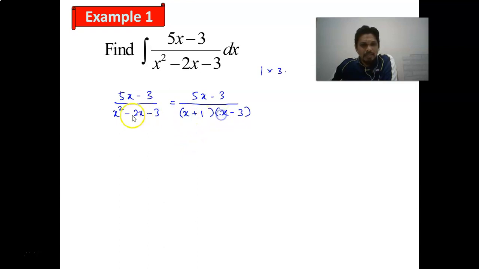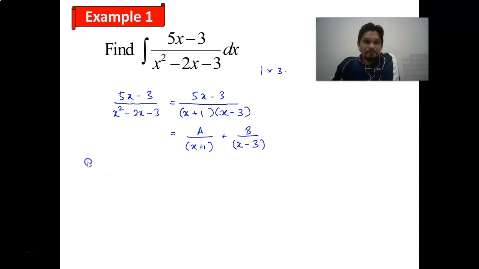x times x, x squared. x times negative 3, negative 3x. 1 times x equal to x. So negative 3x plus x, negative 2x. 1 times negative 3, negative 3. So we come out with A divided by x plus 1 plus B divided by x minus 3. Do you all still remember this? Good. Okay. Hopefully all of you still remember that.